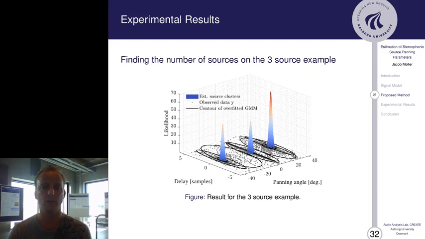This is how we can find the number of sources in the 3-source example shown previously, where our method has been applied, and which is shown in color here as a Gaussian mixture model.